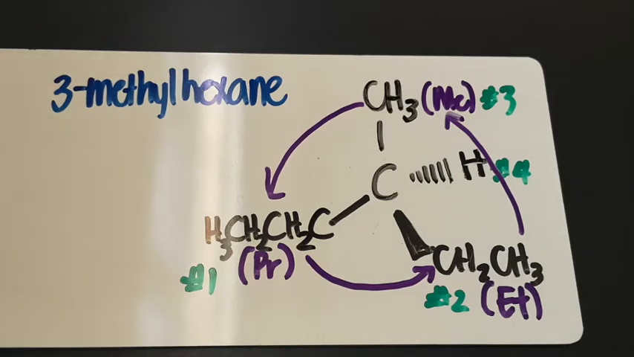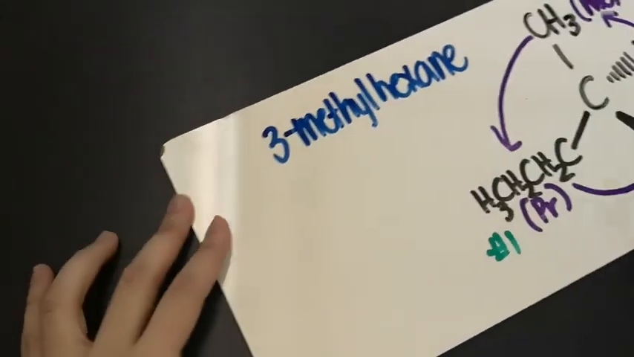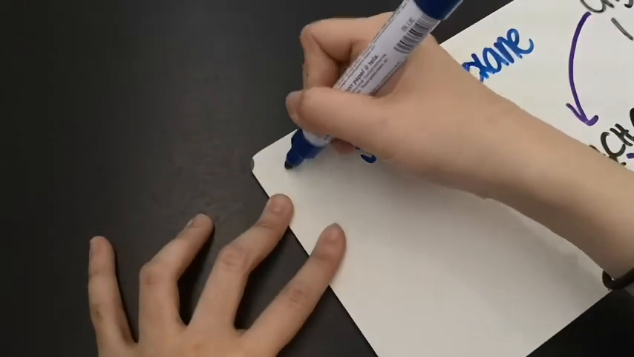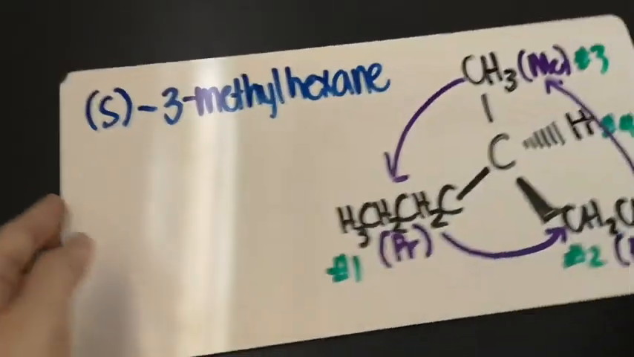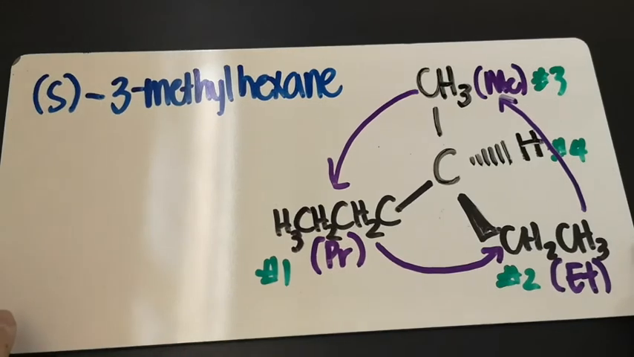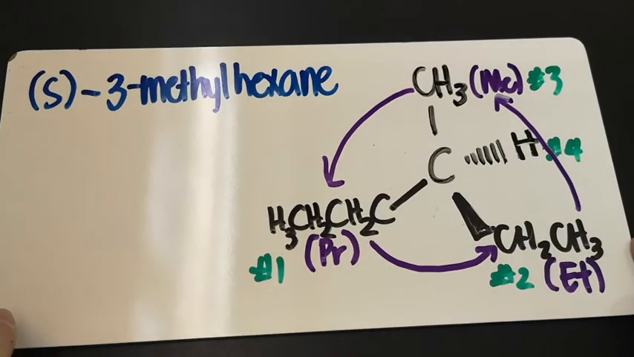Just like we did before, we simply write S at the beginning of the name to specify which type of enantiomer it is. S dash, and we get the second enantiomer, S-3-methylhexane.